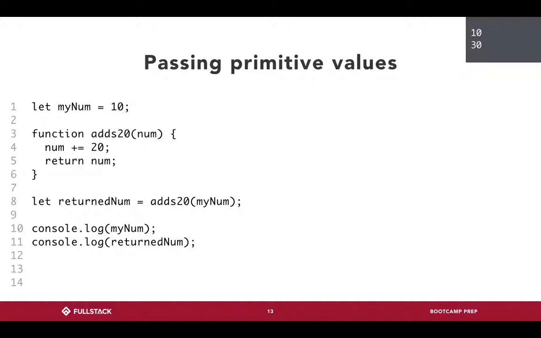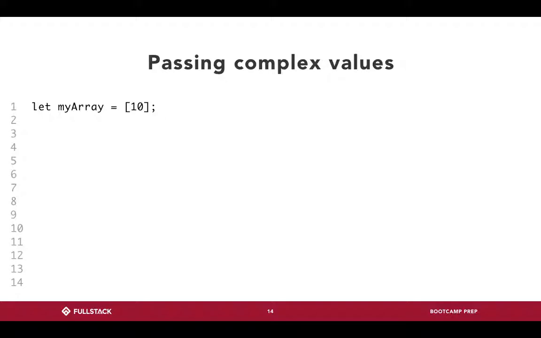So adds20 returns the number 30, and we log out my num. Is my num changed? No, we can't do that with primitives. Oh, the answer was up there the whole time. Does that make sense? Cool.